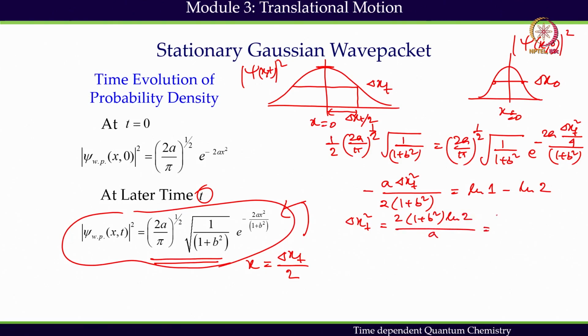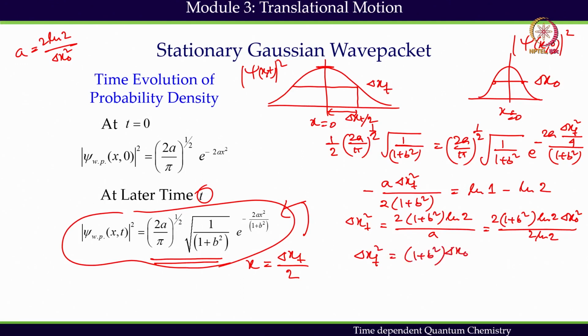A, we know a has certain value, we have already got this, a equals 2 ln 2 by delta x naught square. So we can plug that in and we get finally 2 into 1 plus b square ln 2 delta x naught square divided by 2 ln 2, or delta x t whole square equals 1 plus b square delta x naught square.